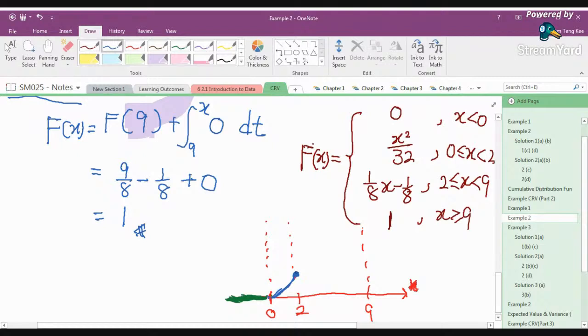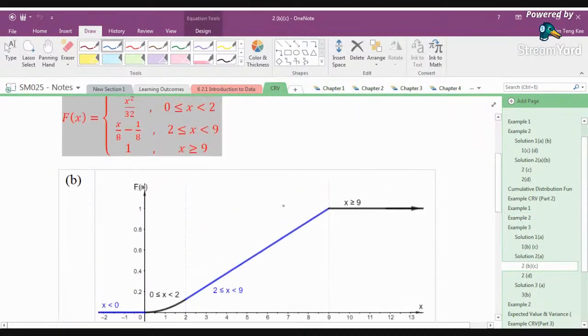When you substitute 2 inside, I find out that this part here has the height of 1 over 8. Here is the point 2, 1 over 8. Then following, we have a straight line, 1 over 8 x minus 1 over 8. So we continue with the straight line. And right at this point here, you find out that you have 9, 1. And then lastly, it will be a horizontal line. And the result in a better diagram will look something like this.